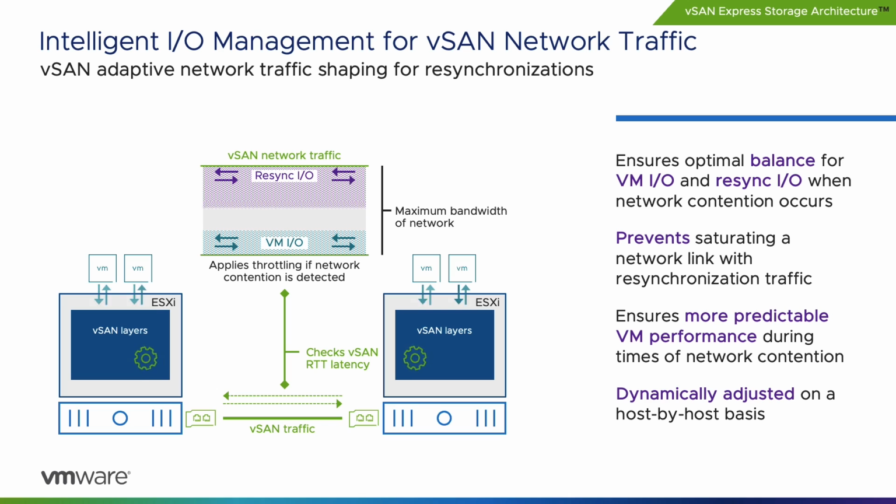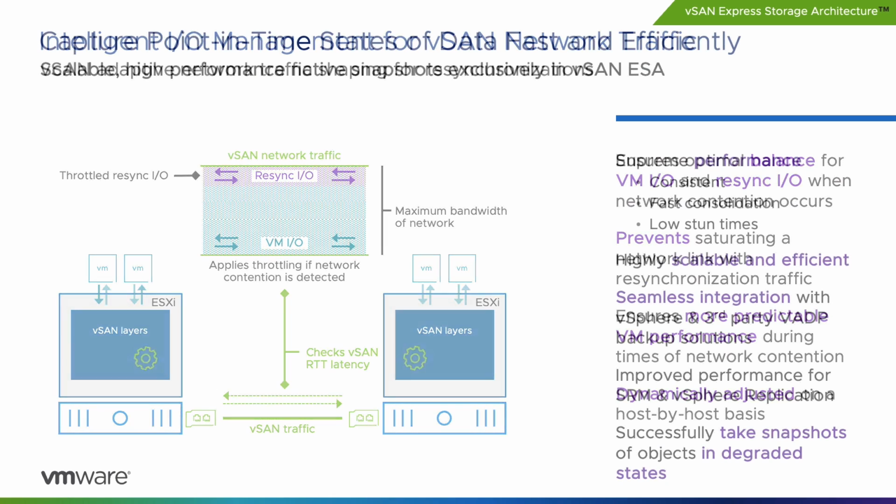To help accommodate for this, the Express Storage architecture in vSAN 8 includes an adaptive traffic shaping capability for vSAN IO traversing a network. This helps ensure that when network contention occurs, vSAN will properly prioritize VM IO over resynchronization activity. This can help deliver more consistent performance for these demanding workloads that may otherwise be saturating a network link.